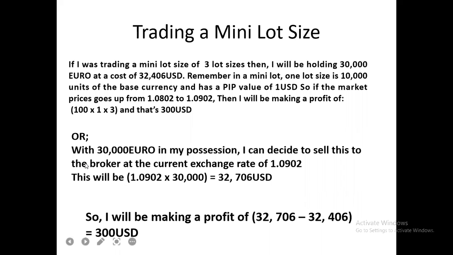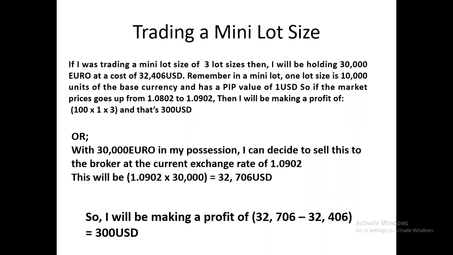Or with 30,000 euros in my possession, I can decide to sell this to the broker at the current exchange rate of 1.0902. This will be 1.0902 times 30,000, which means I'm going to be having 32,706 US dollars. So I'll be making a profit of 300 US dollars. That is moving from 32,406 to 32,706, just the difference of fraction.